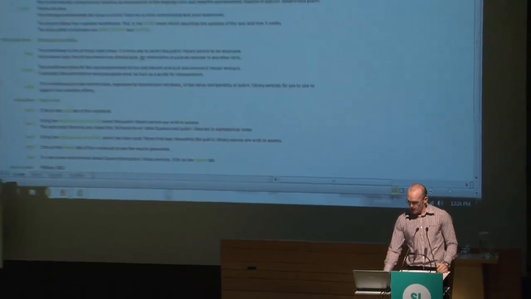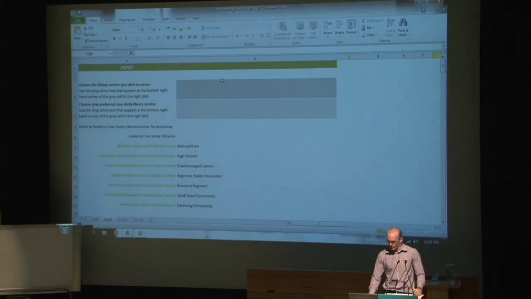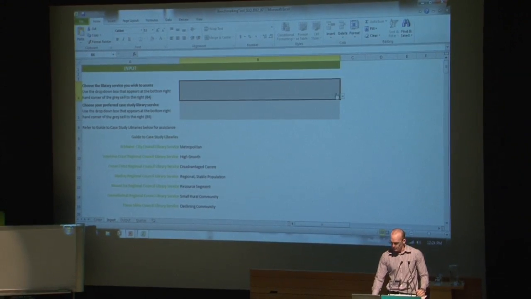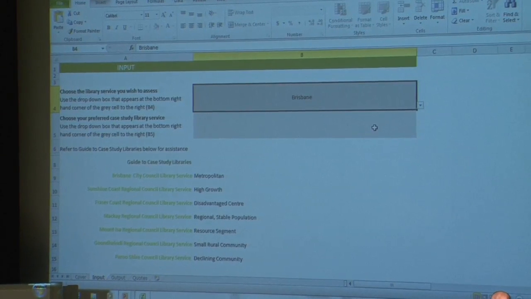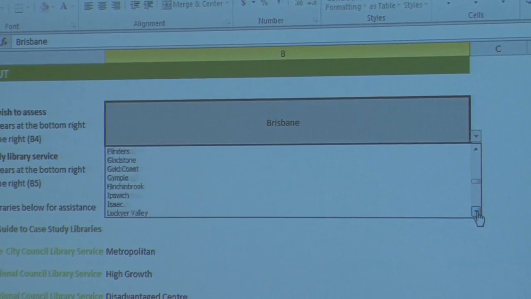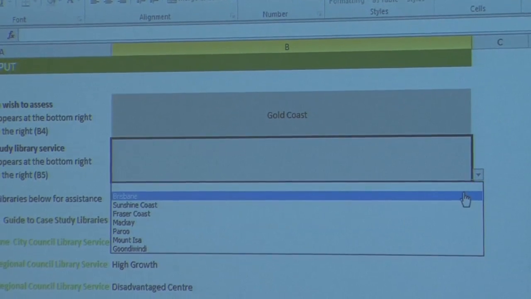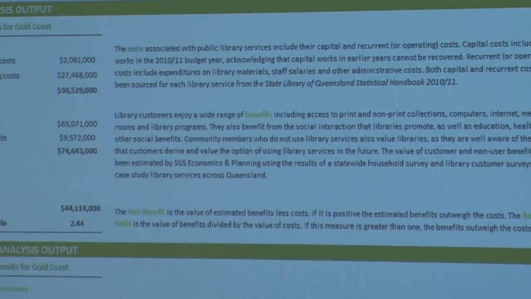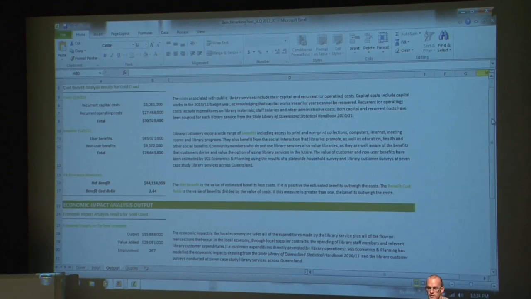At the beginning, you'll see there's also a page. It just has drawn out a few of the instructions for using the model. We have our input page, and I'll run you through an example here. We'll use the Gold Coast as an example, and Brisbane as its case study library to benchmark against. And basically our output then shows the results for that library benchmarked against Brisbane.